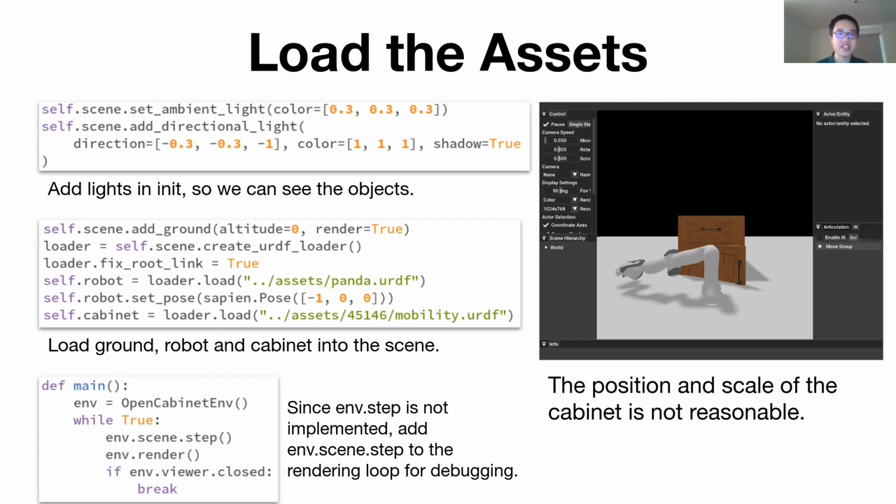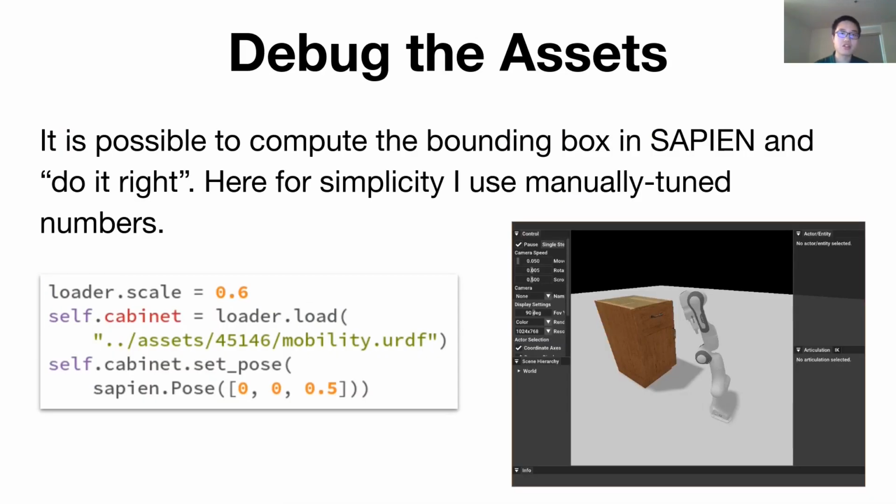Now, we can immediately see from the visualization that the position and the scale of the cabinet are not reasonable. So we can move on to debug these assets. While it is possible to compute the bounding box in Sapien and rescale the asset, here I just use the pre-computed numbers to make the cabinet more reasonable.